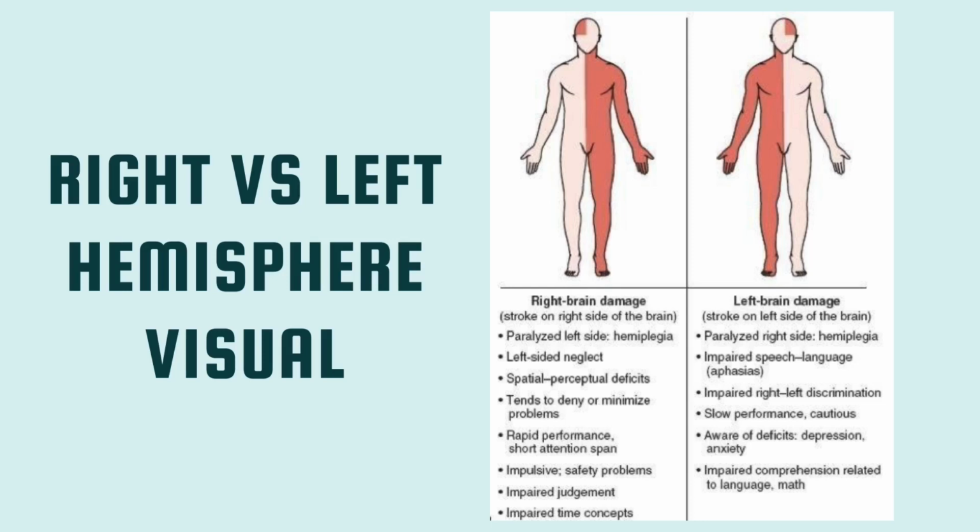Okay, is it really one of my PowerPoints if I don't have a visual? So this one shows much of what I had on the last slide, but I like this visual because it also shows you the side that would be paralyzed. So if you have a right brain damage or right hemispheric stroke, you are going to be paralyzed on the left side, hemiplegic, and vice versa.